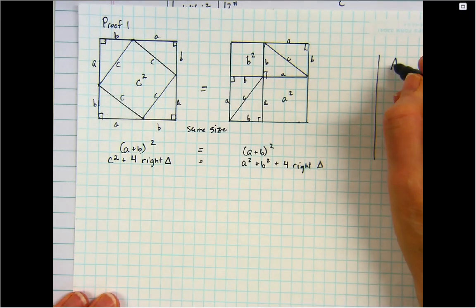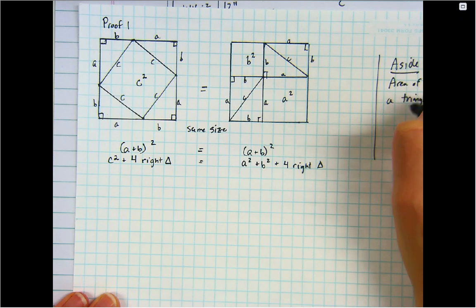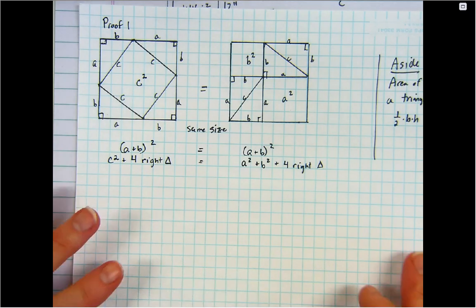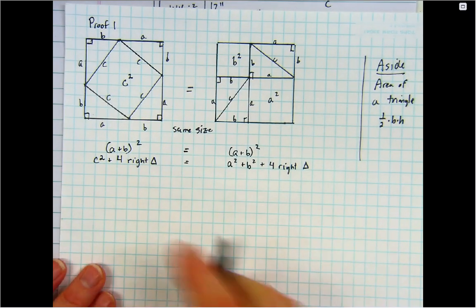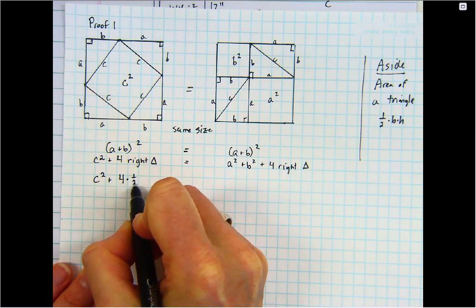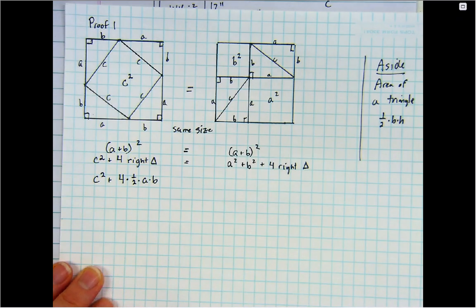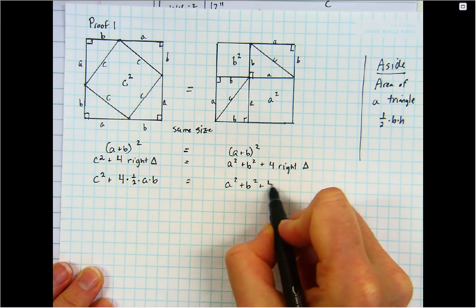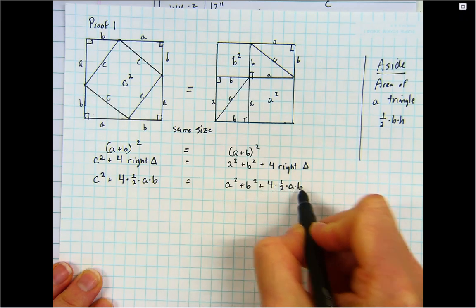Does anybody remember the area formula for a triangle? Base times height. Almost. Times height. What is it? Half base times height. Half times base times height. Yep. A half times base times height. So all of these right triangles are 1/2 times a times b. So let's just write that in. We have the c squared plus 4 times 1/2 times a times b. And over here you have the a squared and the b squared. And 4 times 1/2 times a times b.